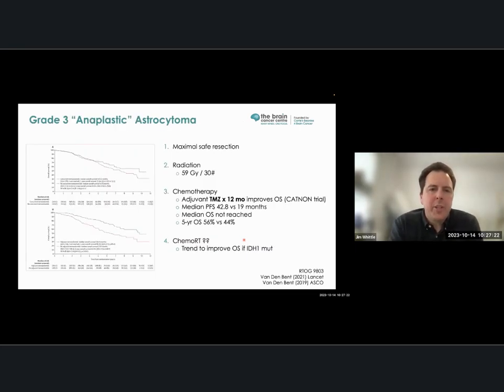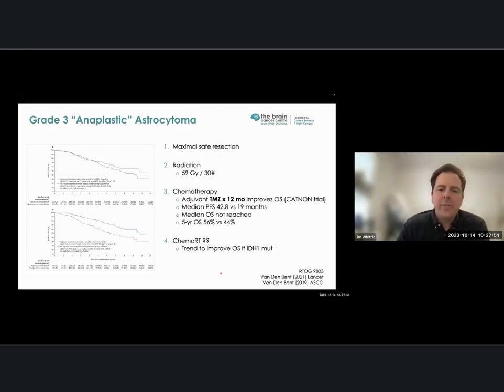Grade 3 astrocytomas, the old anaplastic astrocytomas, we really based treatment on the CATNON trial, where patients undergo maximal safe resection, followed by radiation to 60 gray, and then chemotherapy with 12 months of temozolomide, showing an improvement in overall survival. Again, almost a 2-year improvement in survival by giving the chemotherapy in addition to the radiation.